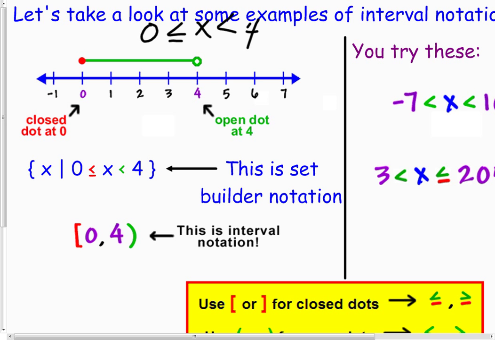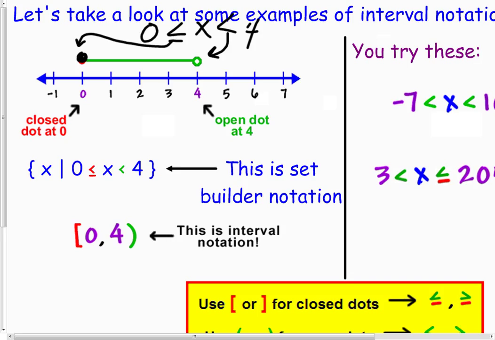How come I have less than or equal to there? What kind of circle do I have? Closed, right here. Put a little arrow from here to here. We've got an open one right here. That's why this is just a less than symbol. You already know how to do that.